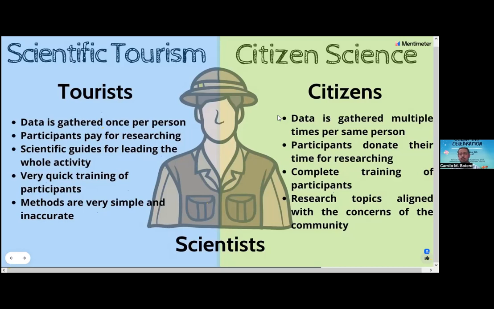It could be any kind of research, ecology or geography, economy, anthropology, any kind of research could be done with the citizens or also with tourists, but scientific tourism is a very new typology. But what are the differences? First, in scientific tourism, the data is gathered once per person. Why? Because the tourists go to the place, help or participate in the scientific activity, but after the activity, they go back to their home. Then normally they gather the data just once.